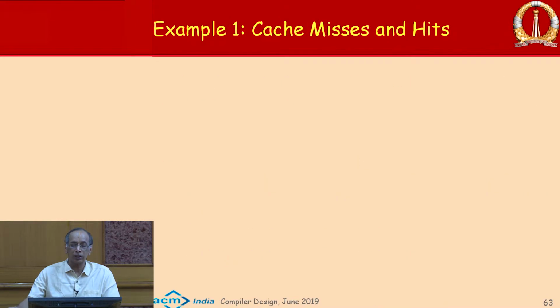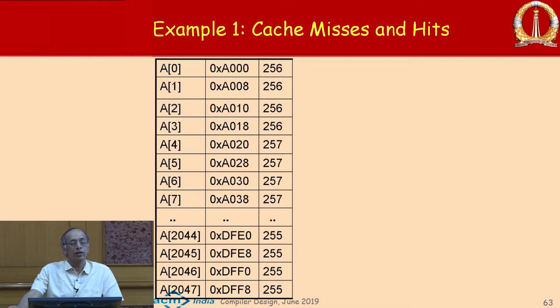So, let us look at this diagram. If A0 is in cache block 256, then obviously A1 will also be there, A2 will also be there, A3 will also be there. What about A4? That will be mapped to cache block 257. A8 will be 258 and so on. Remember, this cache has 512 blocks.